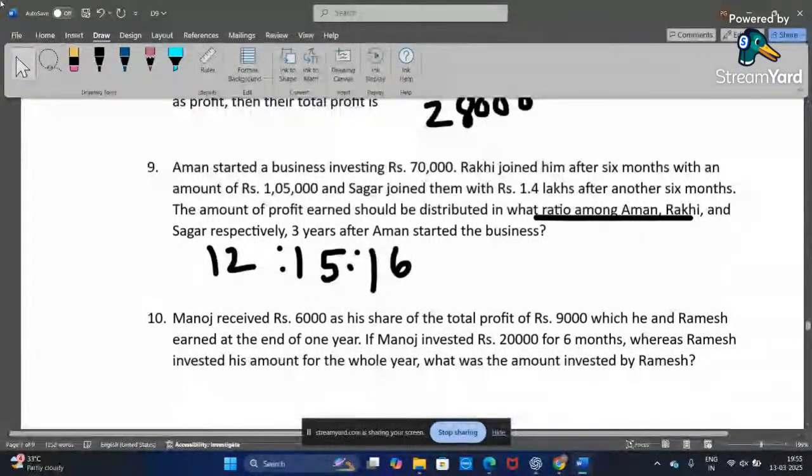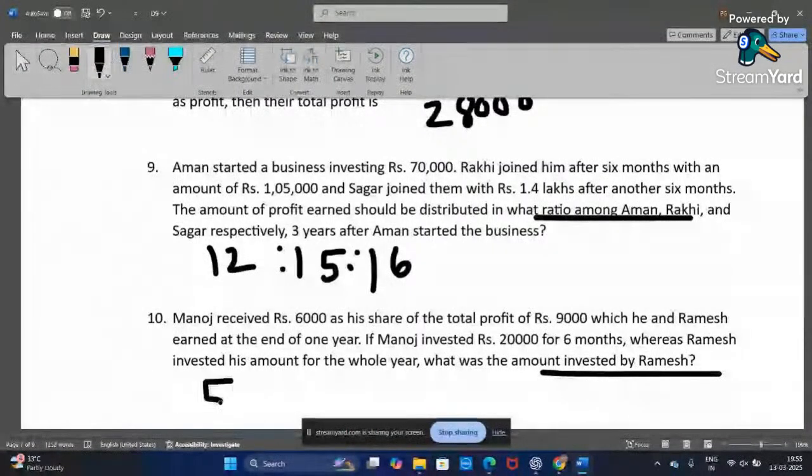So your 10th one, the answer will be, what was the amount, in which we have to find the Ramesh investment. So here the Ramesh investment is 5,000. The answer should be 5,000 here. Solve all the 4 questions and get the answer. These are the correct answers, match with your answers. Okay.